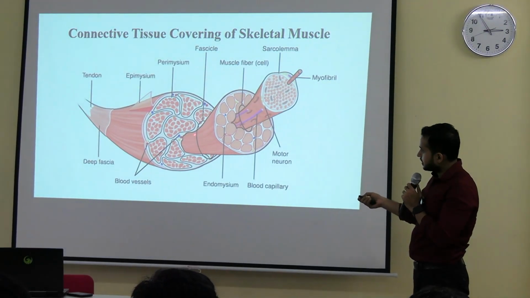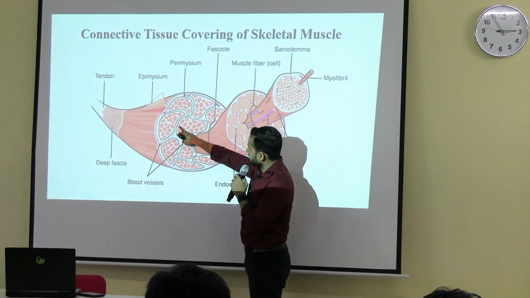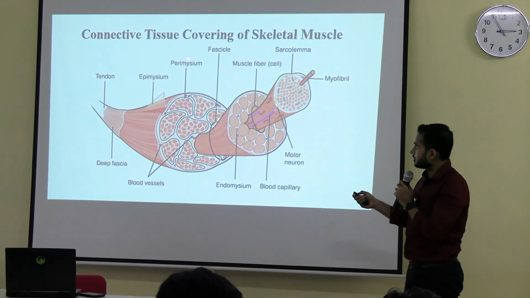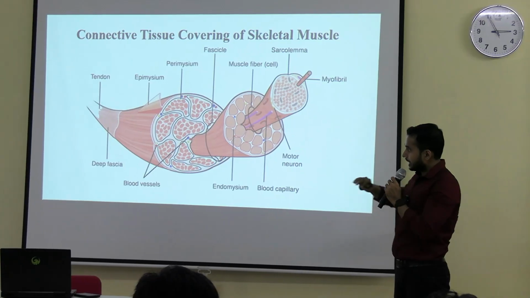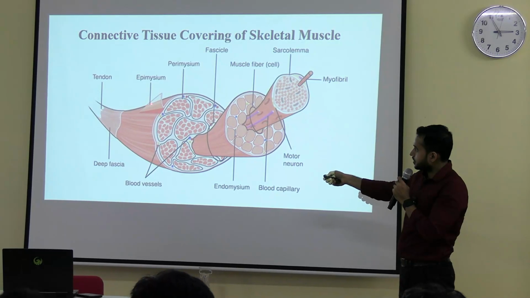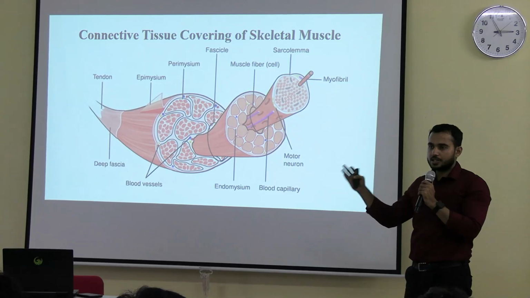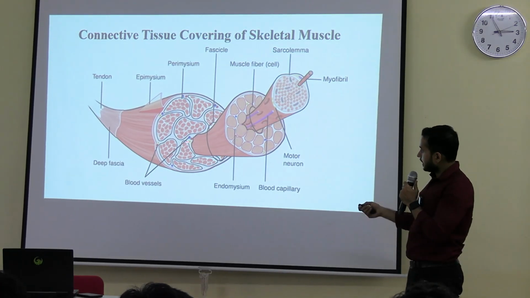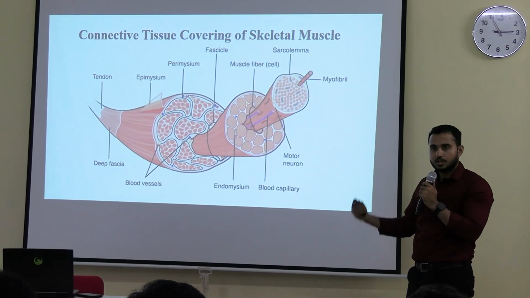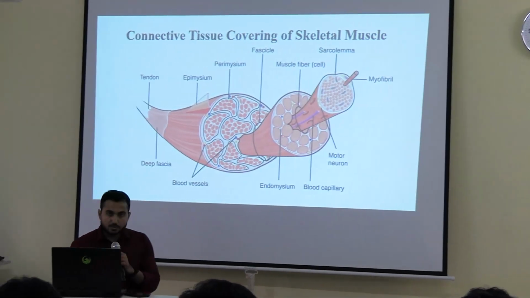Next, this entire fasciculus, look, this is one fasciculus, this is one fasciculus. Here so many muscle fibers are there. This entire one is again covered by a connective tissue layer called perimysium. Next, the entire muscle from where you have taken the sample is again covered by a connective tissue layer called epimysium. So at each and every level you can see the connective tissue covering, and it is bringing nerve supply and blood supply so that it can reach the individual muscle fiber. So that is all about the skeletal muscle.